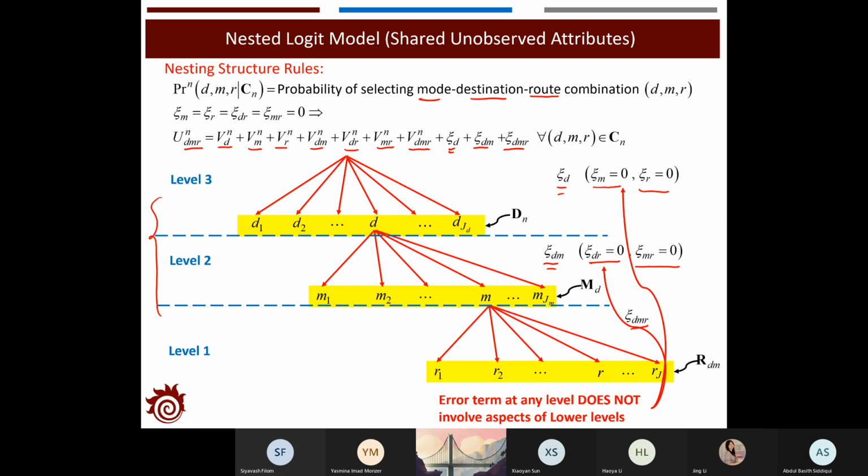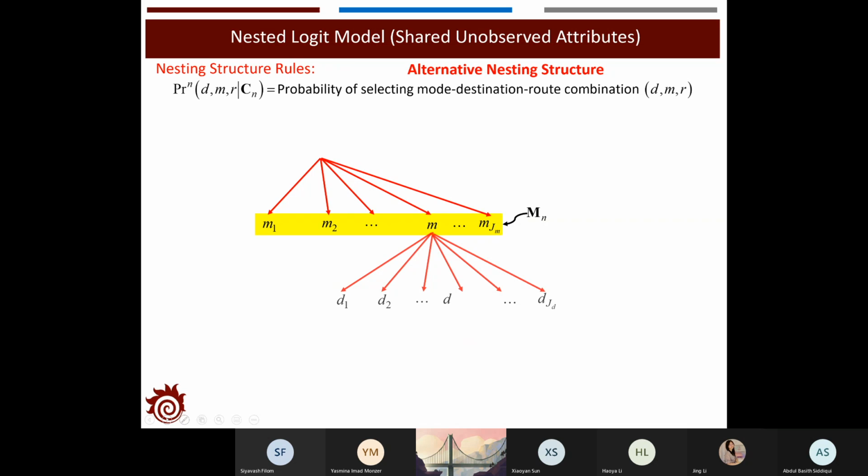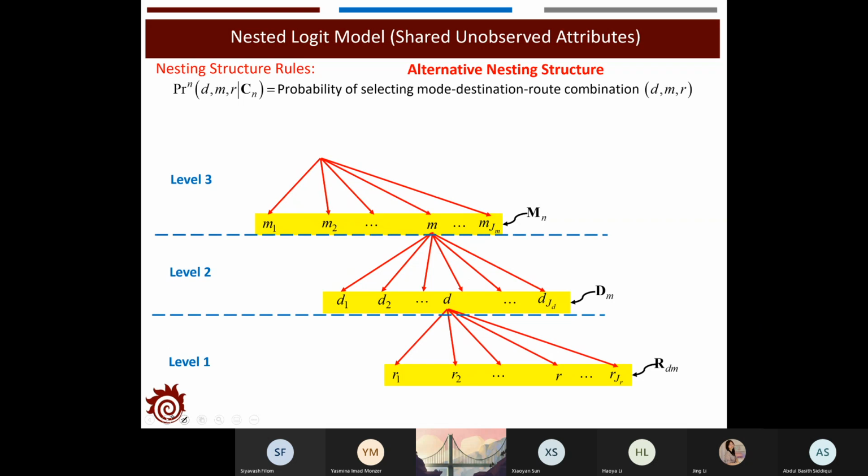So that's one example. We can also have another type of nesting structure. For example, we can put the mode at the top level, followed by the destination, and then followed by the routes. So with that, in level 3, we will have the error term of the epsilon m. For epsilon d and epsilon r, it will be set as 0. And for the level 2, we will only have the epsilon dm. For the level 1, we have the epsilon dmr.